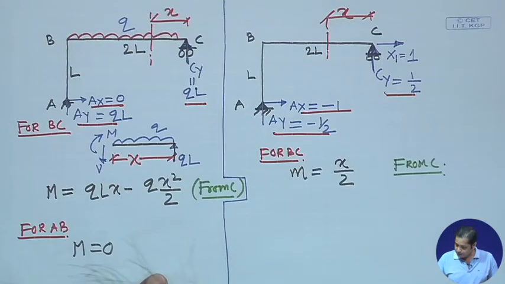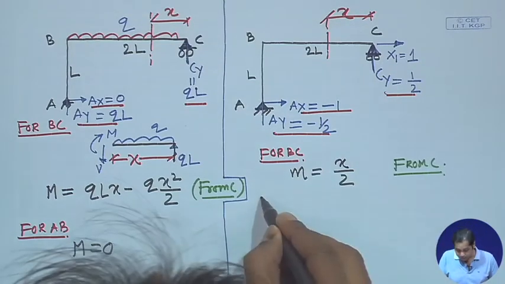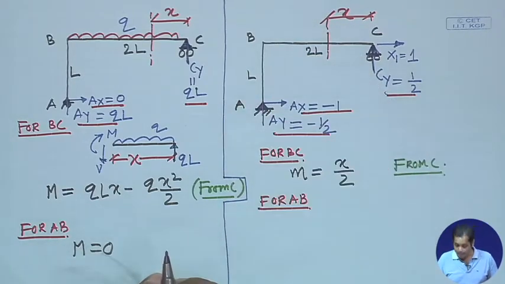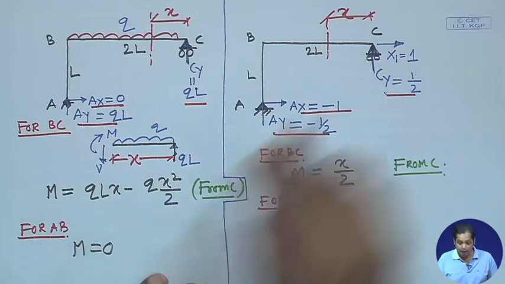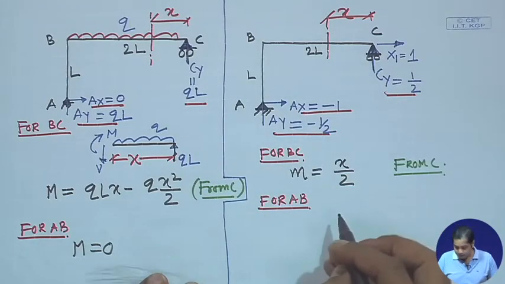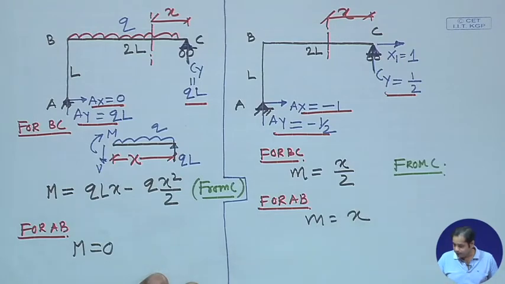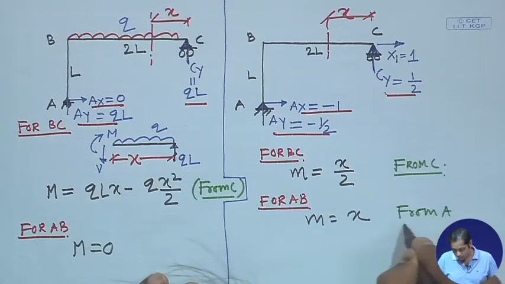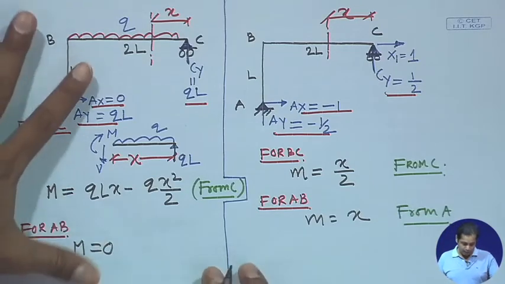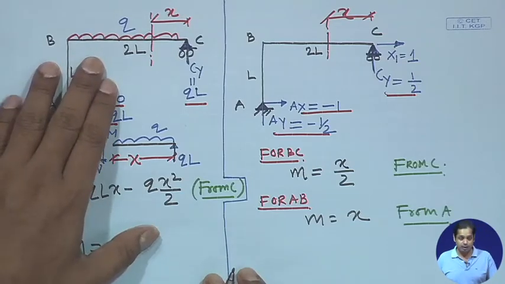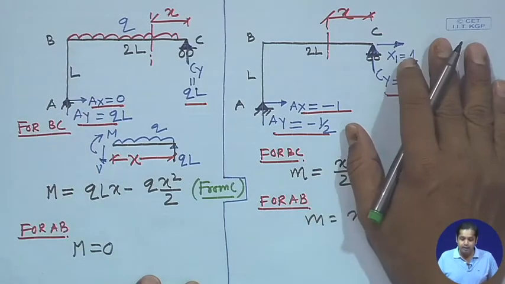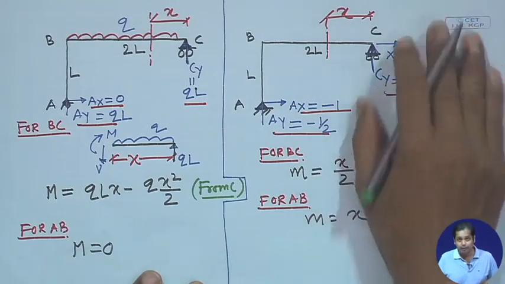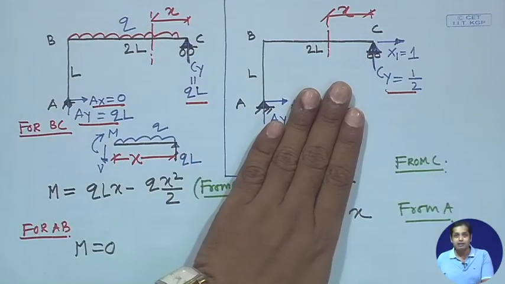Okay. Now, similarly, find the expression for bending moment for AB, and again you can take any section here and apply the equilibrium condition, and if you do that, then you get m is equal to x, and in this case x is measured from A. Okay. So, we have the primary structure subjected to external load, expression for moment. Then the primary structure subjected to redundant force, we have the moment. This is step 3 and this is step 4.